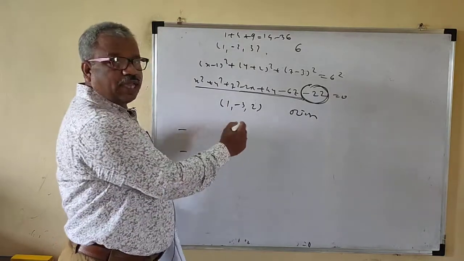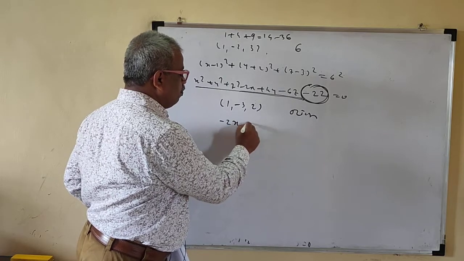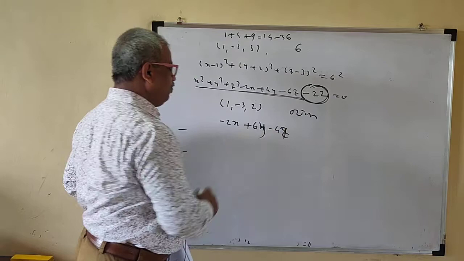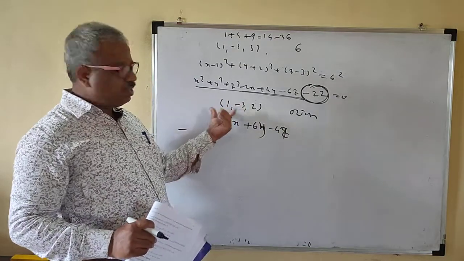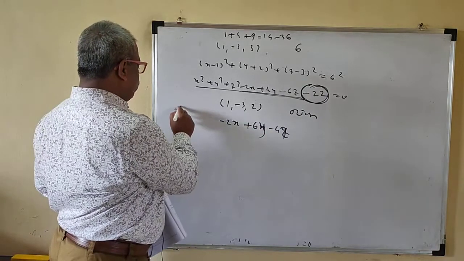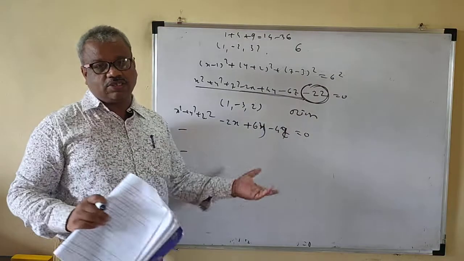The coefficients of your x, y, z are what? Minus 2x plus 6x minus 4y minus 4z. This is y. You have to take the double of this one. You have to change the sign only. Minus twice x plus 6y minus this. Okay. So this is what? x square plus y square plus z square is equal to 0 is your equation of the sphere.